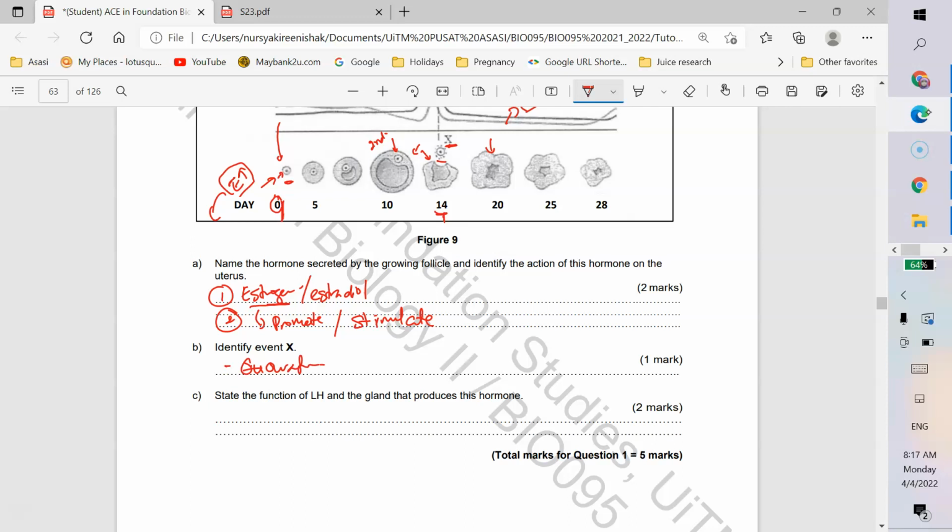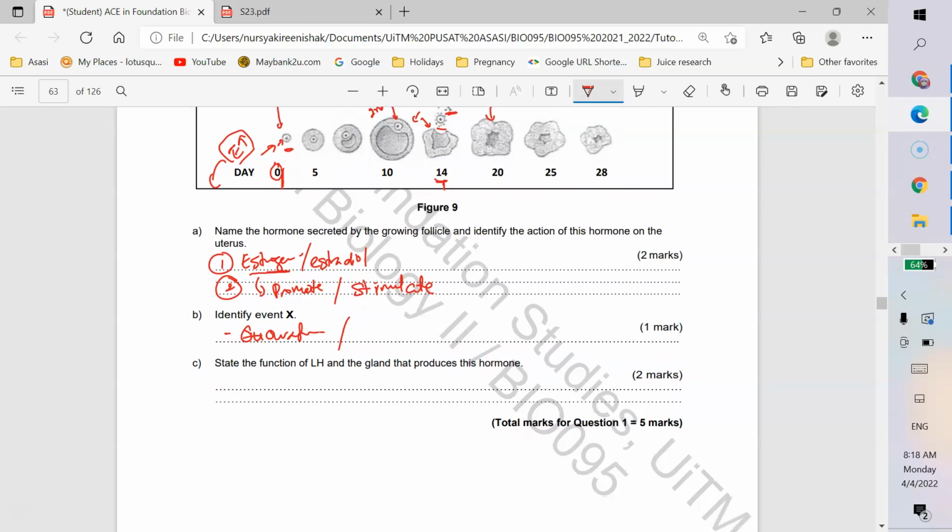Ovulation. Okay, you identify X, ovulation, ataupun you explain what is ovulation, which is the release of secondary oocyte from the matured follicle or Graafian follicle. Okay, the release of secondary oocyte from Graafian follicle. Okay, secondary oocyte is released. Alright.